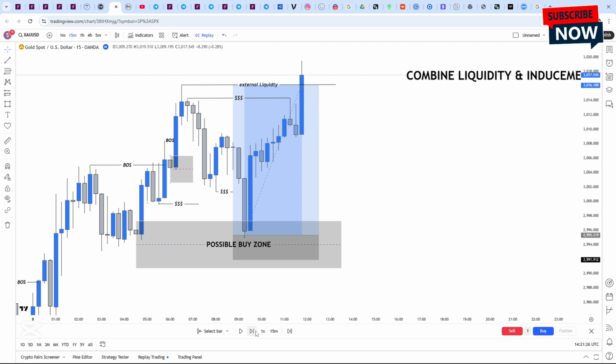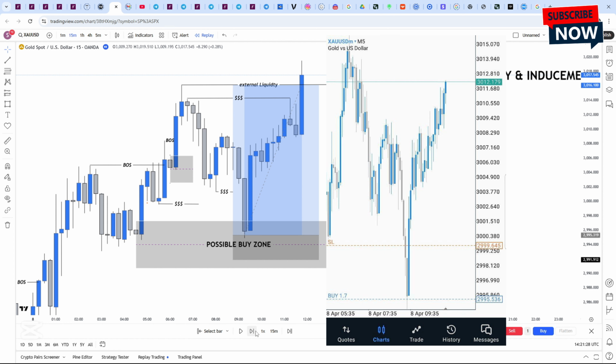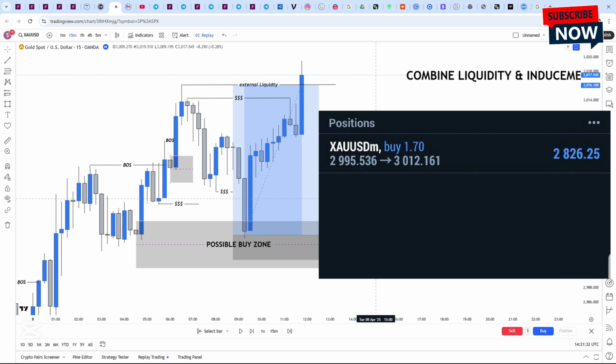Boom. Market takes out all the liquidity. So guys, I think you can see that very well.